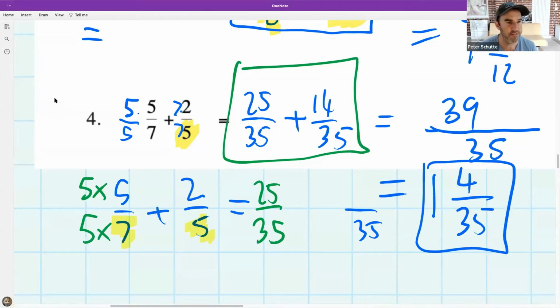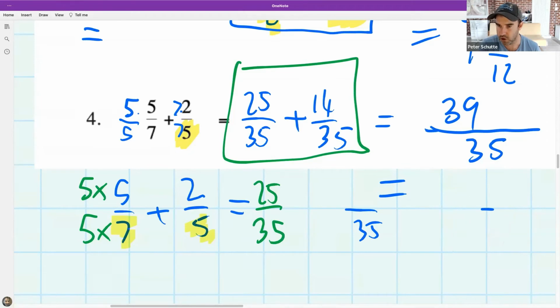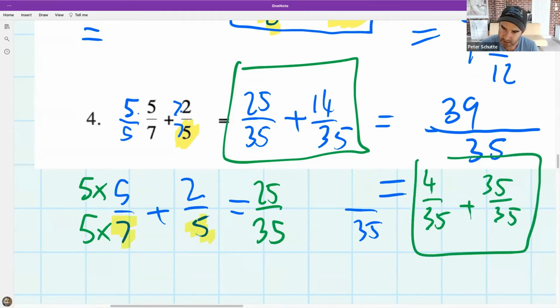How I got 4 over 35? Rebetswe, good question. So basically, what you do is you say, well, imagine 39 over 35. It comes from 4 over 35 plus 35 over 35. Take it for a moment and look at that. If the denominators are the same, which they are, you can just add them together. So 4 plus 35 would be 39. Now, what is 35 over 35? It's just 1. And so then I'd get 1 and 4 over 35.